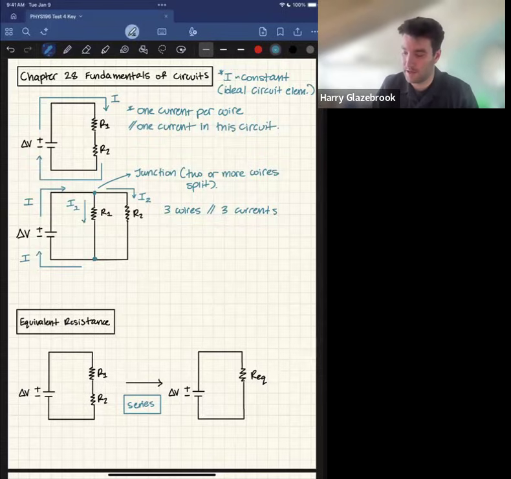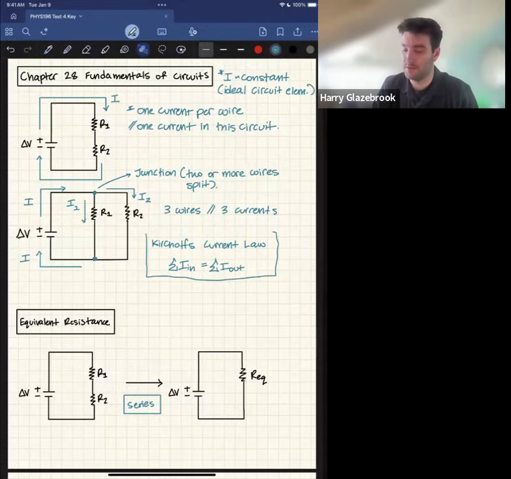And how we write that mathematically, so this is Kirchhoff's. You're going to see it as either current law or node rule, something like that. It's just the sum of the current coming into that junction has to equal the sum of the current coming out. And it makes sense because, again, charge and current must be conserved.